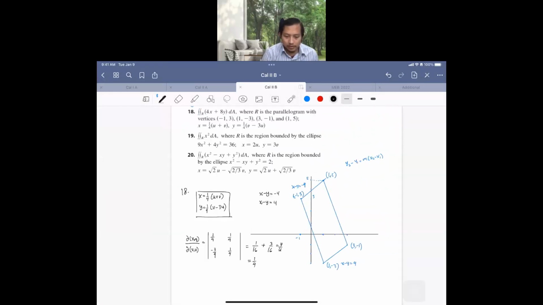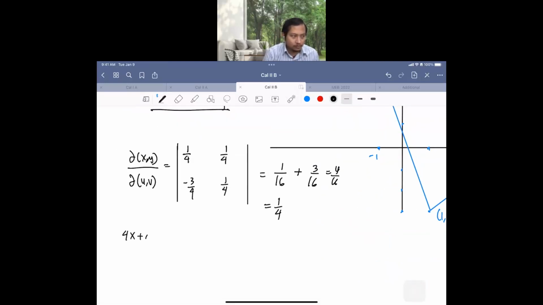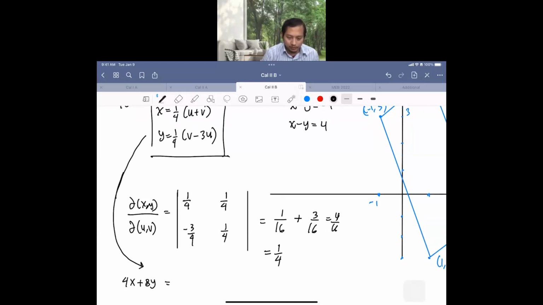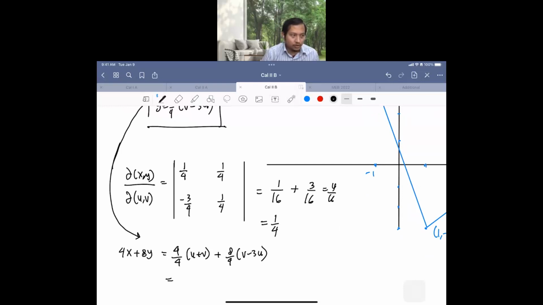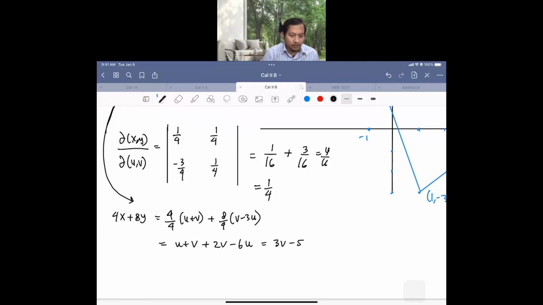And the question is 4x plus 8y. So 4x plus 8y we could get from this. So we could input 4 by 1 over 4 u plus v, plus 8 by 1 over 4 v minus 3u. So this will be u plus v plus 2v minus 6u. And this results in 3v minus 5u.